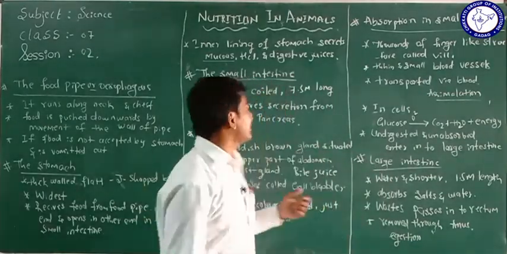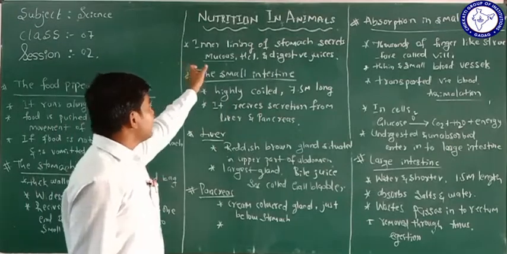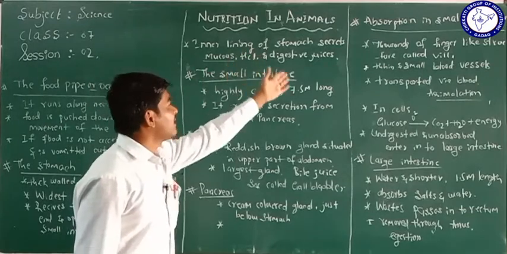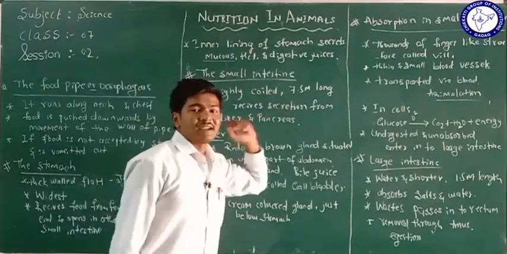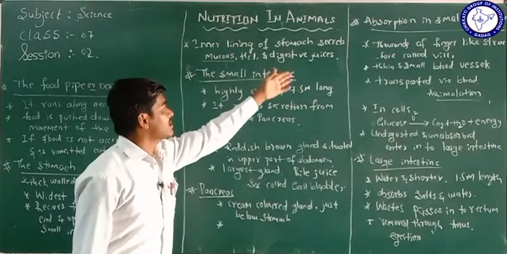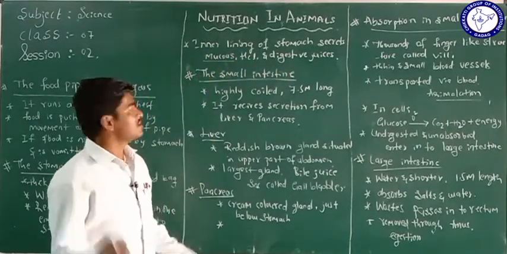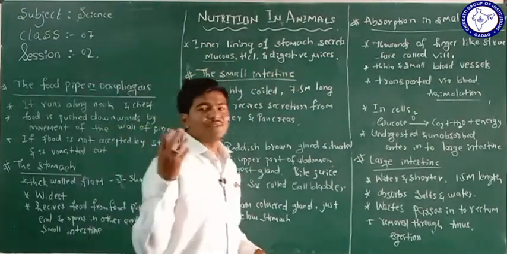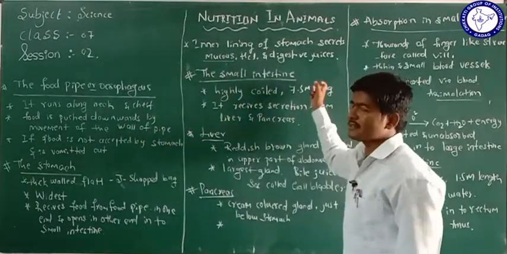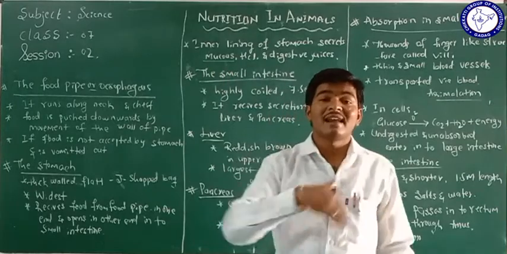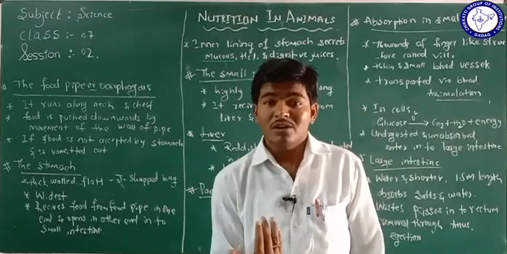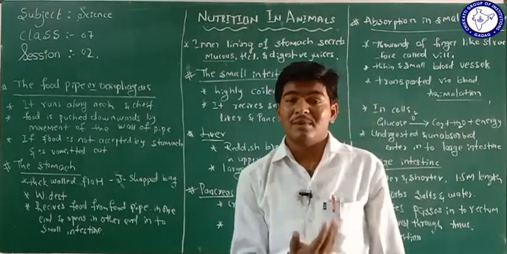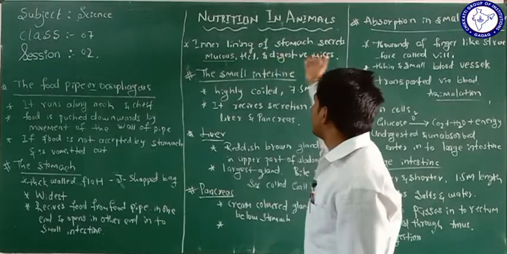So this stomach contains some juices. The inner lining of the stomach secretes juices called mucus, hydrochloric acid and digestive juices. Mucus is one type of digestive juice, and then hydrochloric acid and digestive juices. Here the question arises, what is the use of these juices? Mucus helps in the protection of the lining of the stomach. Have you understood? It protects the lining of the stomach from these acids, HCl and the digestive juices.